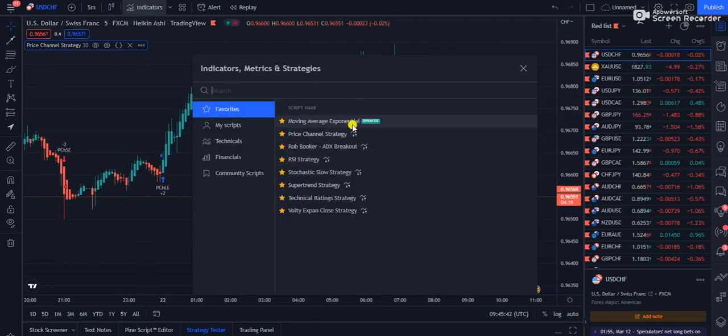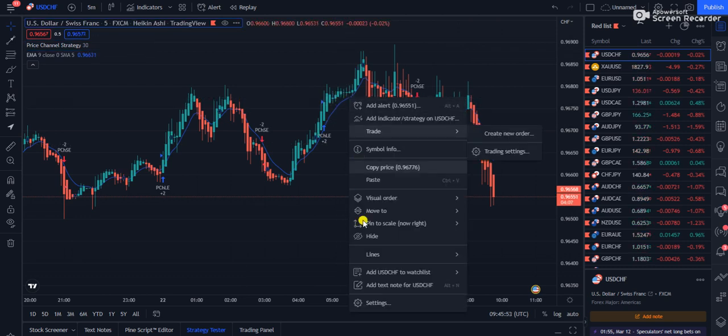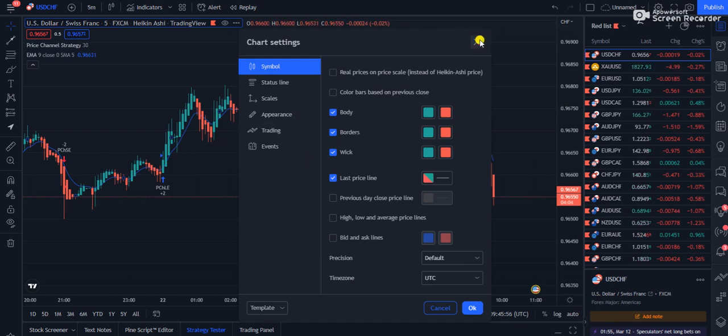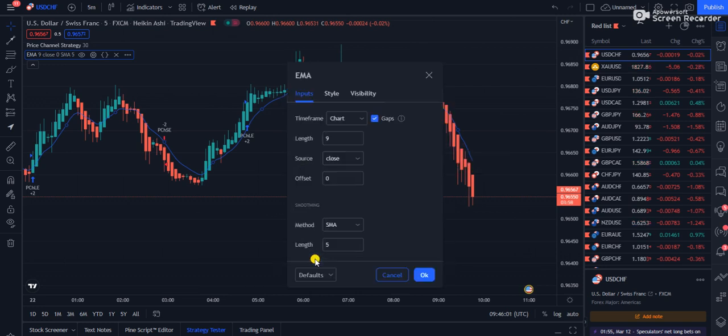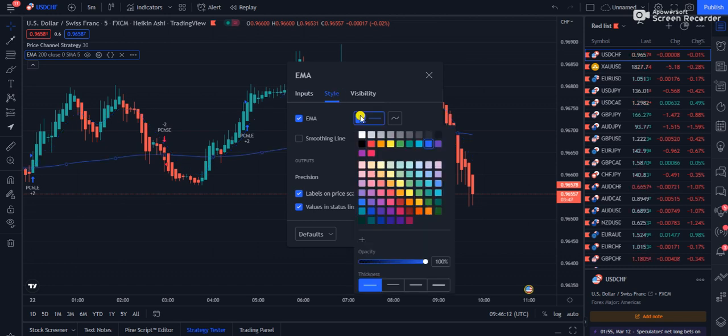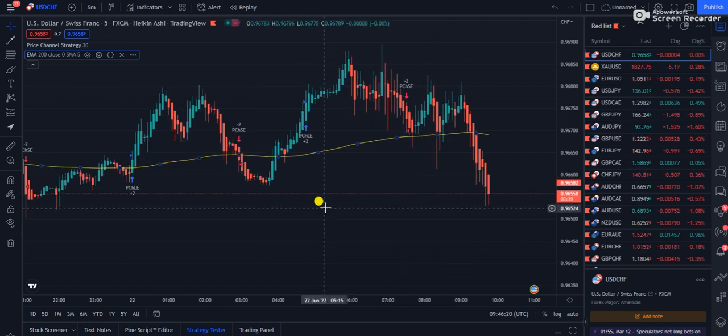The second thing, my favorite indicator, is the EMA, the exponential moving average. If we attach it on the screen, you can see a blue line appear. Now you also need to go into the settings of this indicator. Guys, when you click, you have to click right on the blue line, otherwise you will not come into the input, style, and visibility section. Now you can see the length is 900. I'm going to change it to 200. In the styles, instead of the blue color, I will use the yellow color, and then I press OK. So now the setup is completely ready to trade.